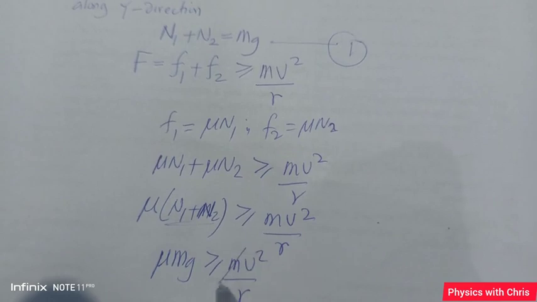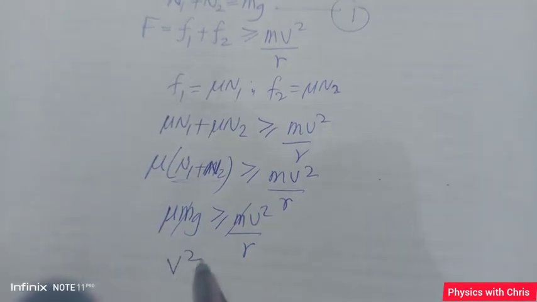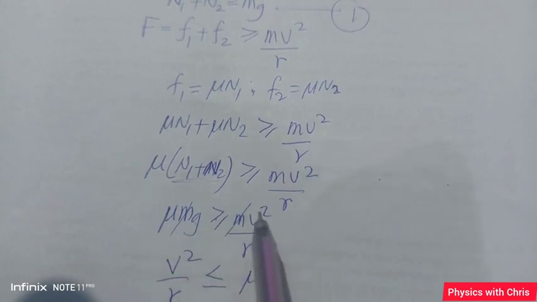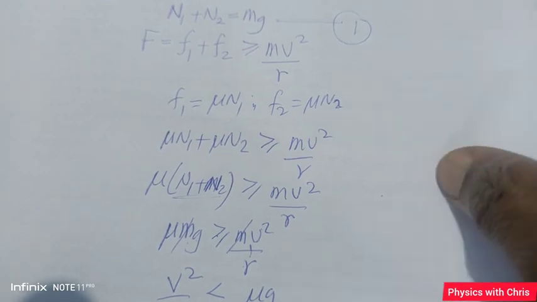It's the same vehicle, so the masses will cancel out. So we can also write that v squared over r is less than or equal to mu times g. So if mu g is greater than v squared over r, it therefore follows that this is less than this, okay? So that's how I write it that way.